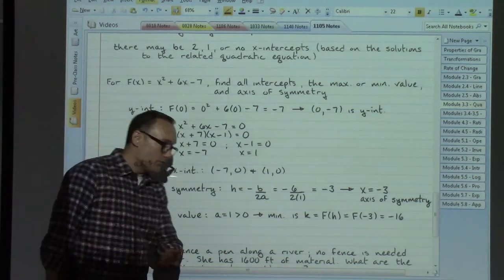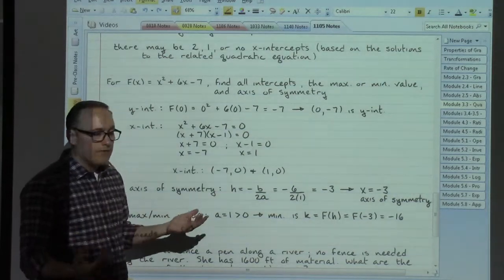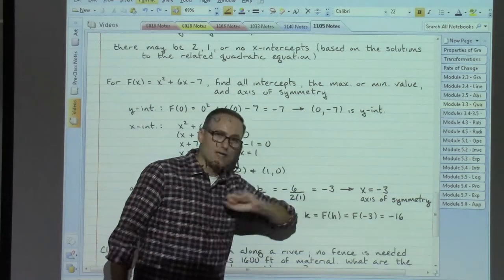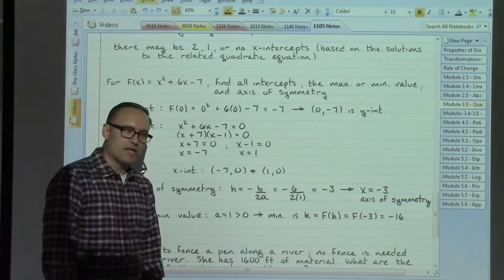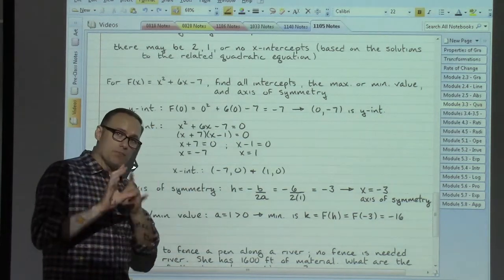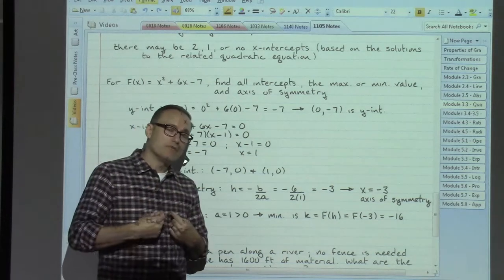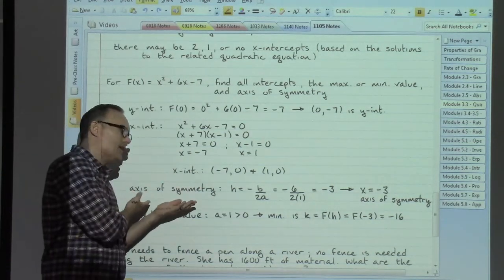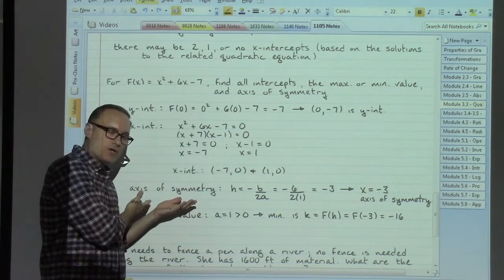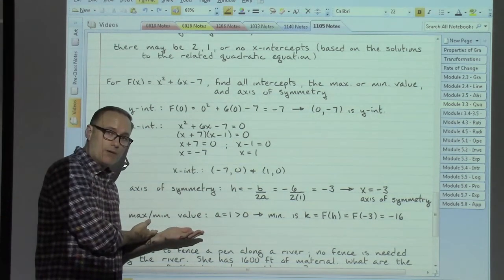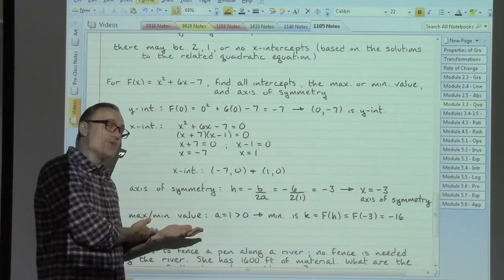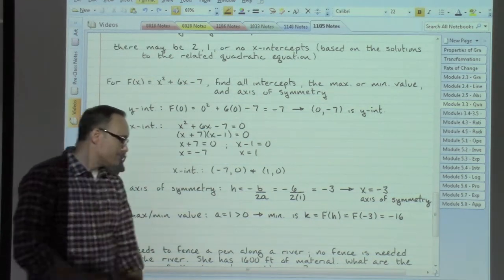If they had asked us for the vertex, we would also then say, okay, the vertex is -3, -16. That's fine. But they didn't. They put a little spin on it. We still needed the vertex information, but we needed it so that we could report the axis of symmetry, and so that we could report whether we have a maximum or a minimum value and what that value actually is.